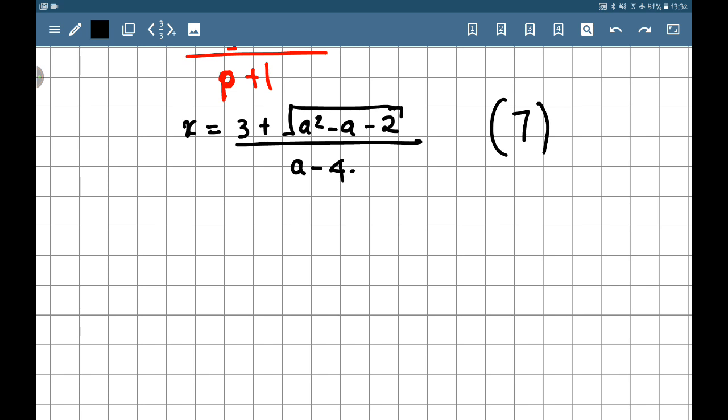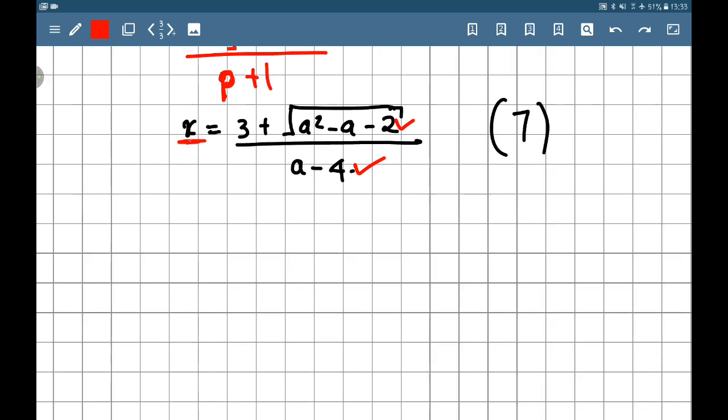A must be equal to minus 1 or A must be equal to 2 for the discriminant to give non-real roots. Look at this. This is our discriminant, right? Yes. And this is our denominator. So we are looking for the values of A such that the solution X will be undefined.